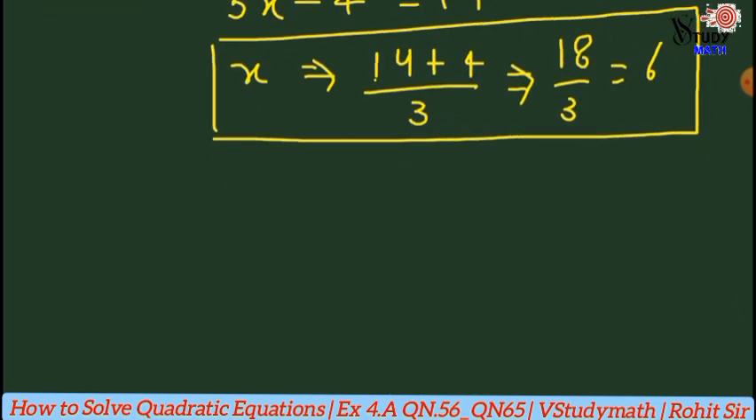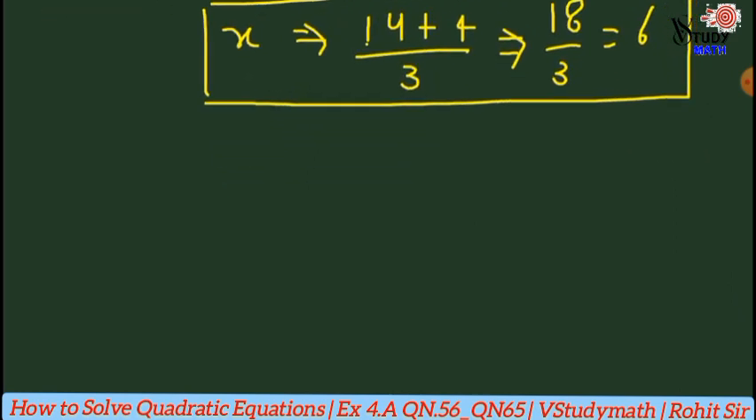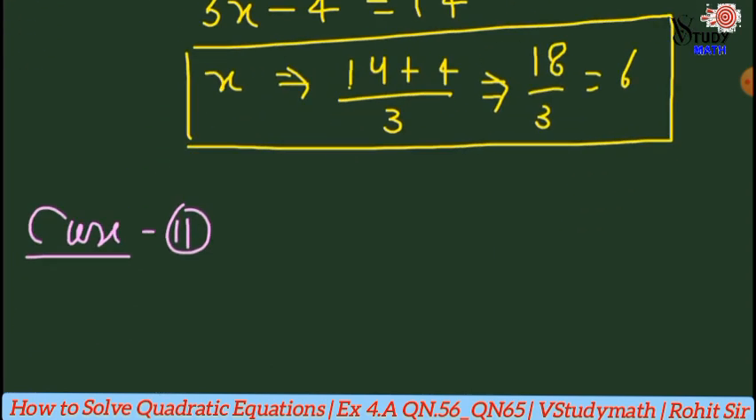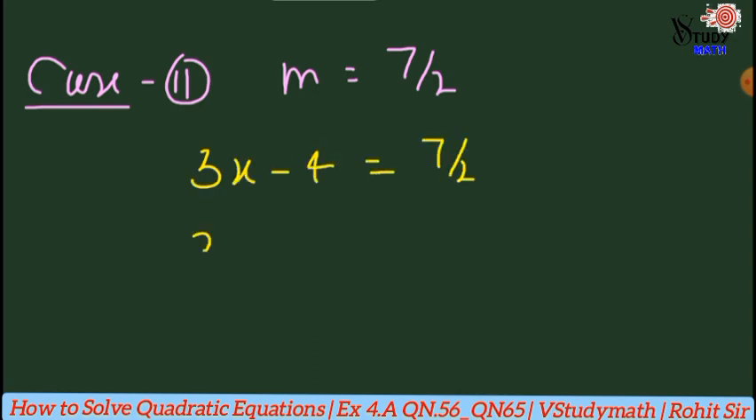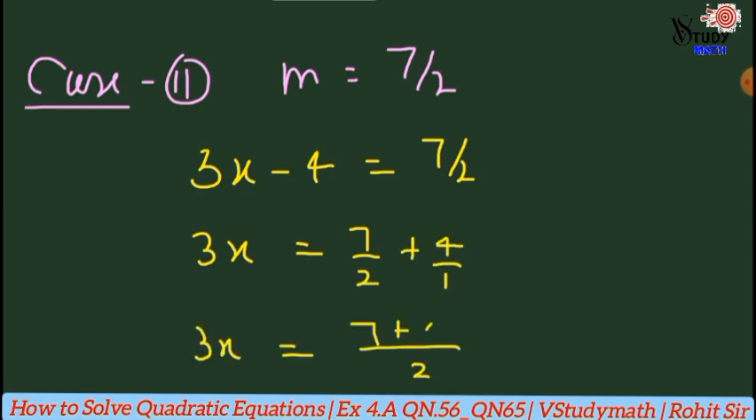Now take case number 2. Case second is that m is equal to 7 by 2. So the value of m here is 3x minus 4 is equal to 7 by 2. Now 3x is equal to 7 by 2 plus 4, take LCM here. 3x is equal to (7 plus 8) by 2, that is 15 by 2.